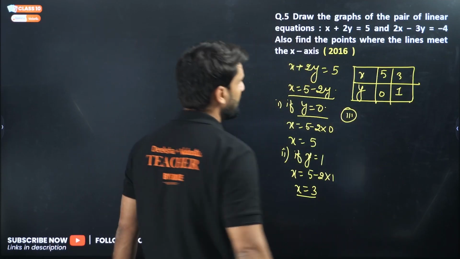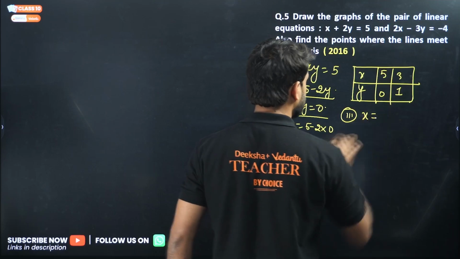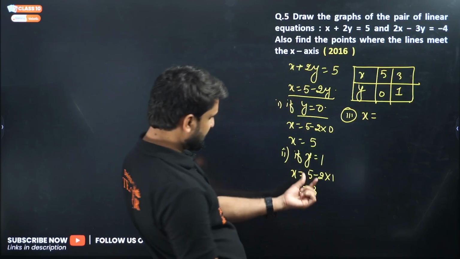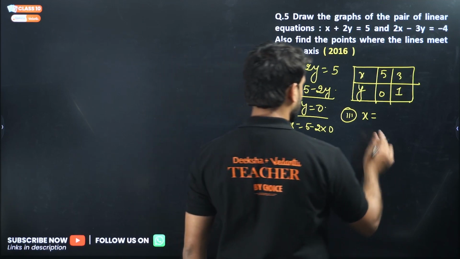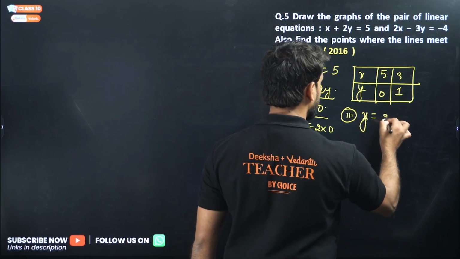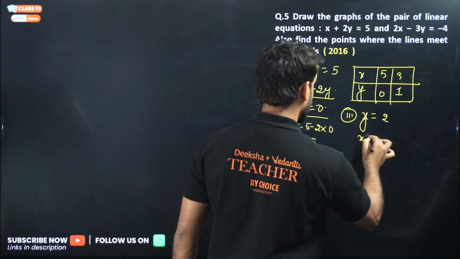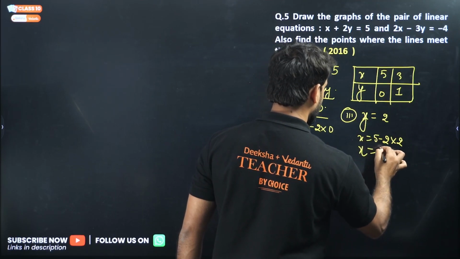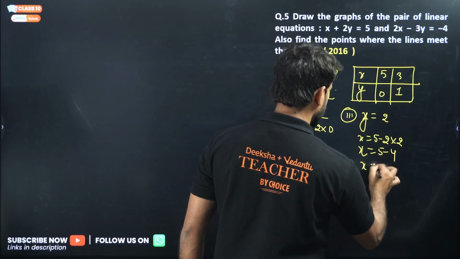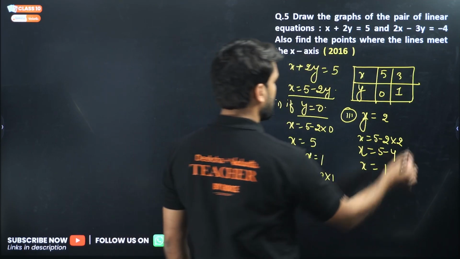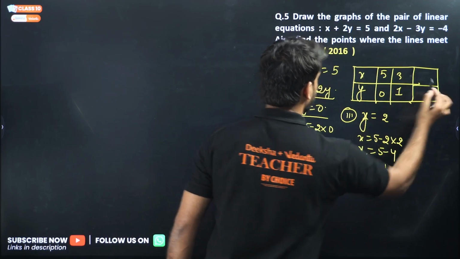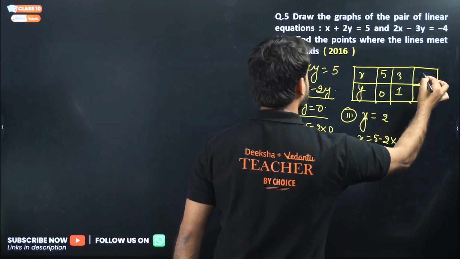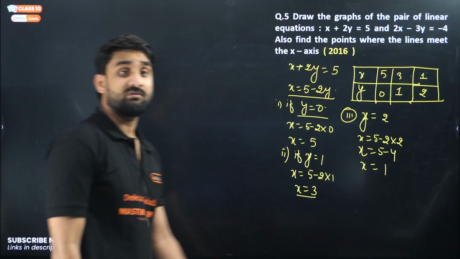So let's put here x equals to, can I put x as 1? No, we have already put x as 3, y as 1. So let's put y as 2, right? So this will be x equals 5 minus 2 into 2, and this will be 5 minus 4, which is equals to 1. So on putting y as 2 here, we are getting x as 1. I hope this is clear to everyone.